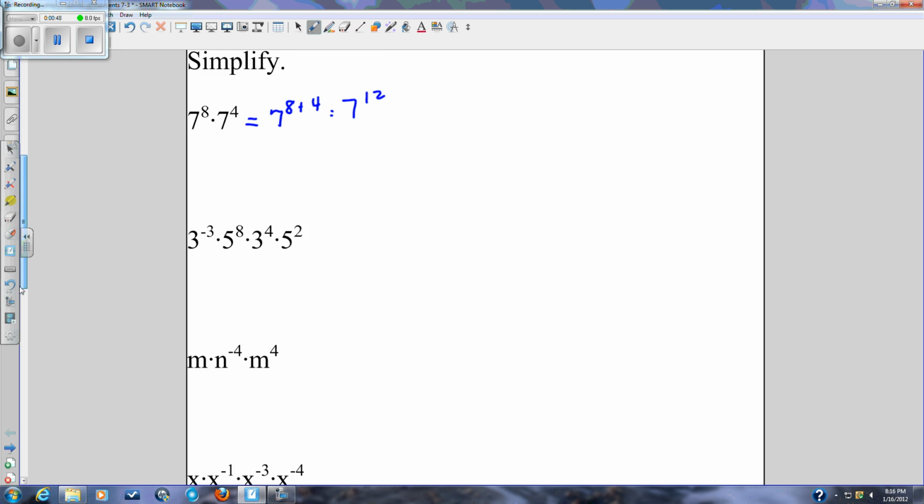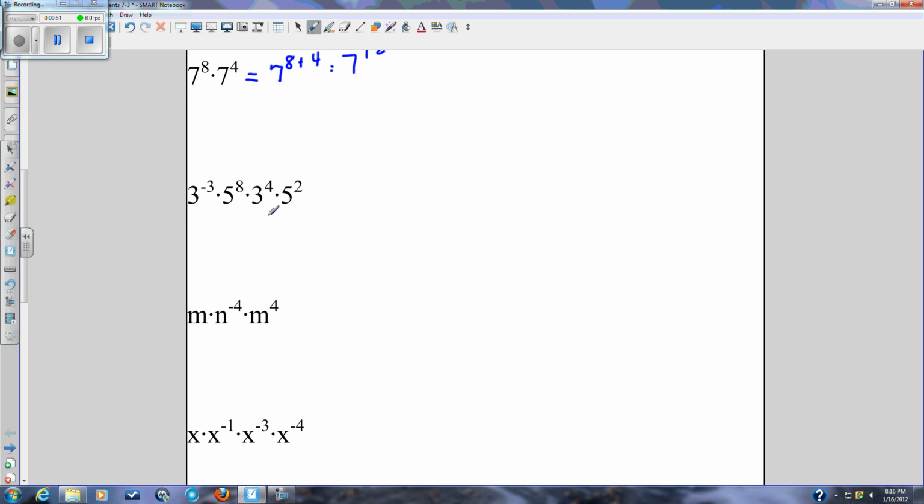Okay? Next, if we have 3 to the negative 3rd power times 5 to the 8th times 3 to the 4th times 5 to the 2nd. Take the bases that are the same. So we have two of them with 3. So we're going to take 3, and the exponents on those are negative 3 and 4, so we're just going to add them together. On the 5s, the exponents are 8 and 2, so we're going to add those together. And so we get 3 to the 1st times 5 to the 10th power.